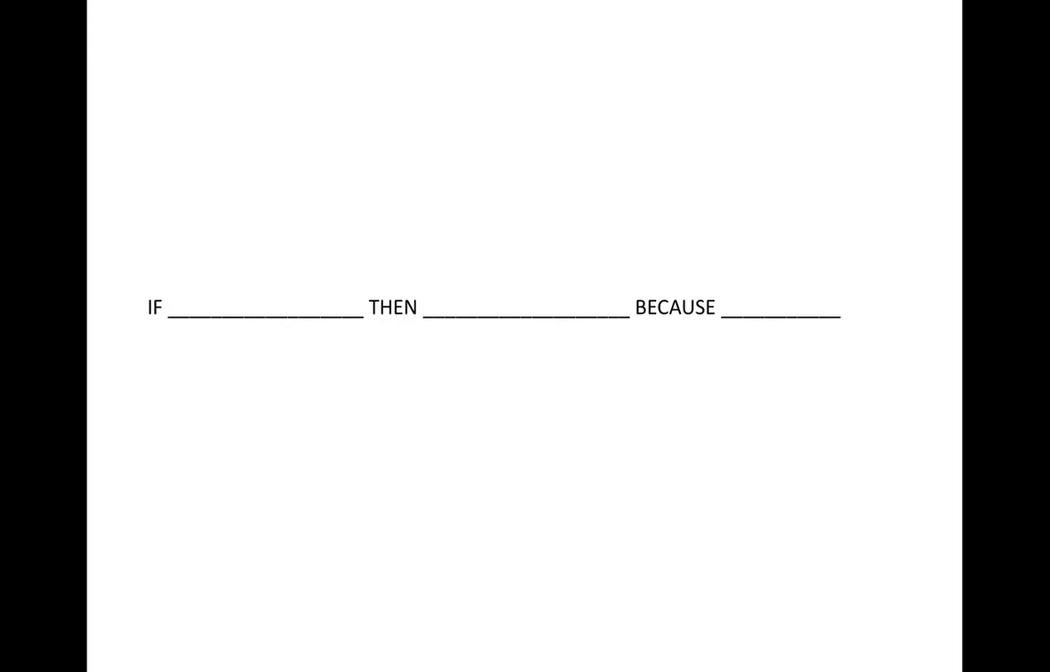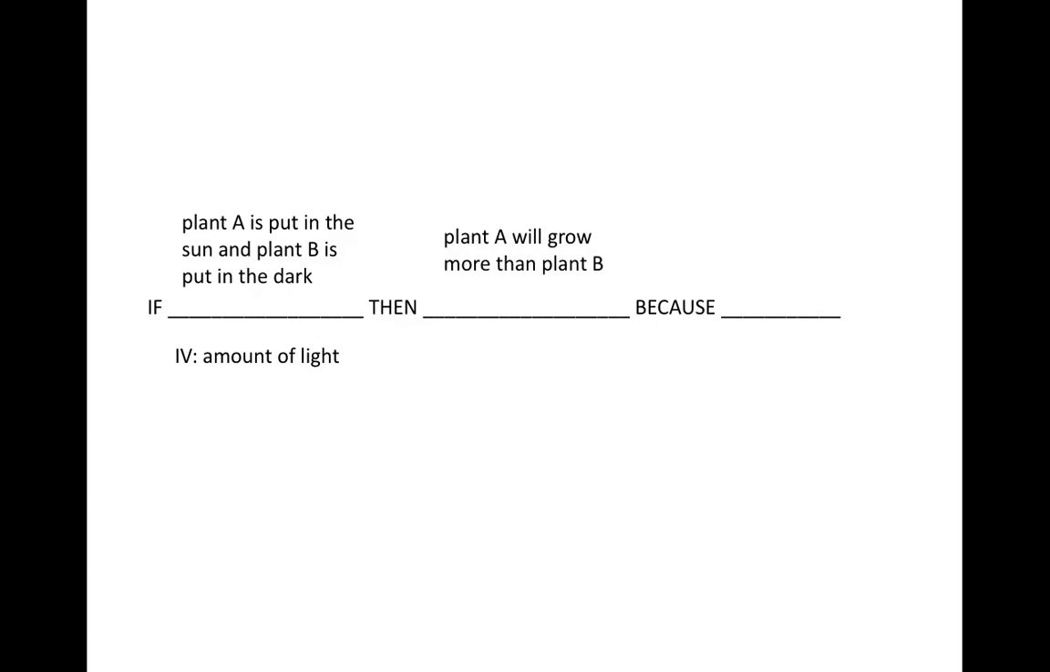Hypotheses have the general form of an if-then-because statement. So let's look at an experiment where a child gets plants and is investigating whether light is required for plants to grow. So they might write a hypothesis like this. If plant A is put in the sun and plant B is put in the dark, so that would be their independent variable, the amount of light, then plant A will grow more than plant B. So this is the prediction. What you also note is that they're actually predicting the direction of effect there, that plant A will grow more than plant B. That's their dependent variable.